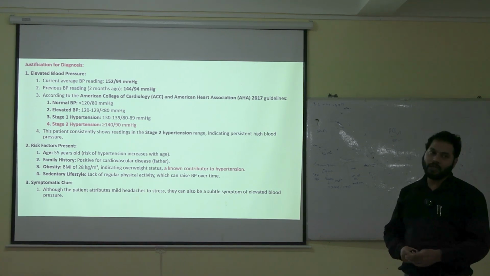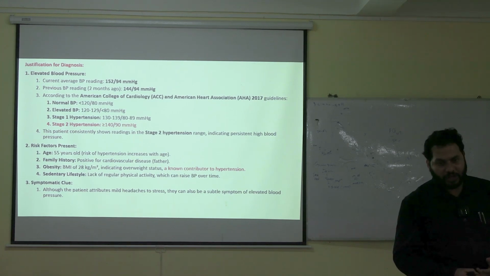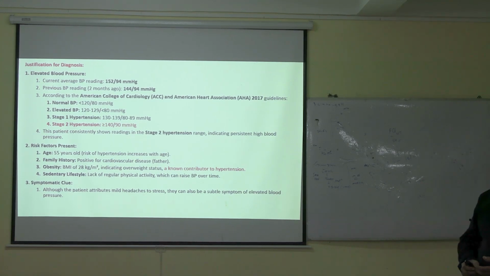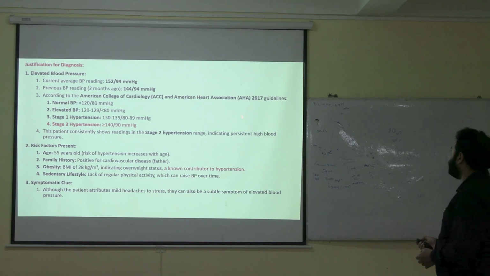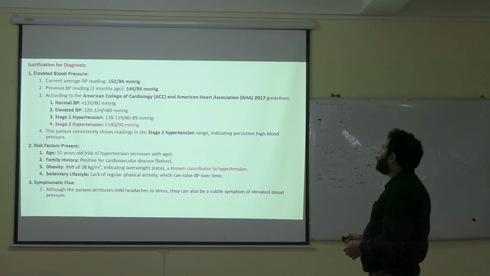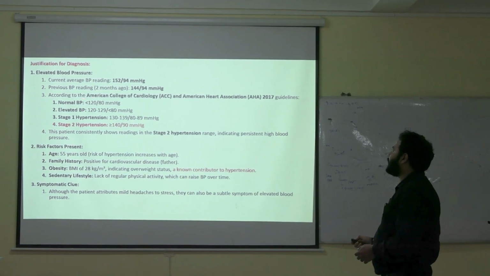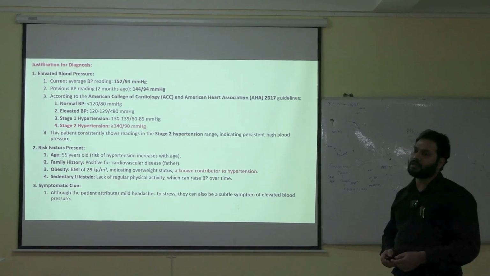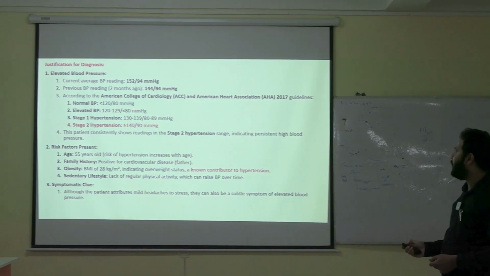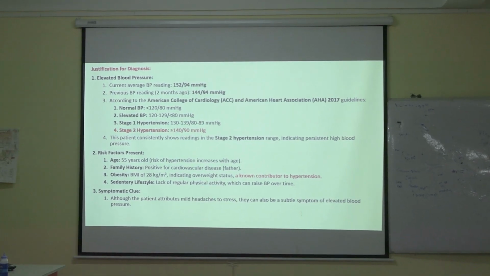See, according to the reference standards of blood pressure given by the American Heart Association, for normal blood pressure, the systolic blood pressure is less than 120 and the diastolic blood pressure is less than 80 millimeter mercury.